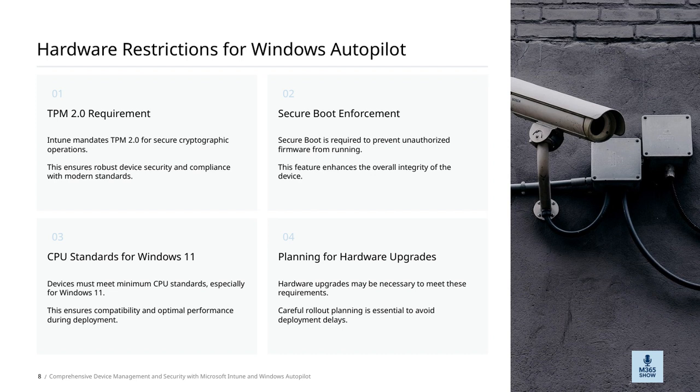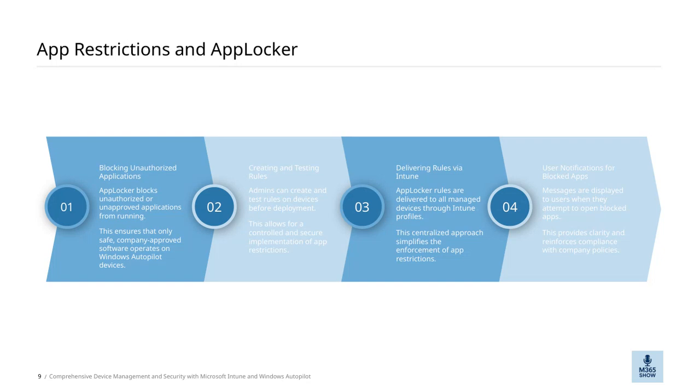All these hardware requirements are designed to ensure a secure, reliable, and efficient deployment process, aligning with our goal of comprehensive device management and security with Microsoft Intune and Windows Autopilot. Now let's talk about AppLocker and how it helps us control which applications can run on our devices.